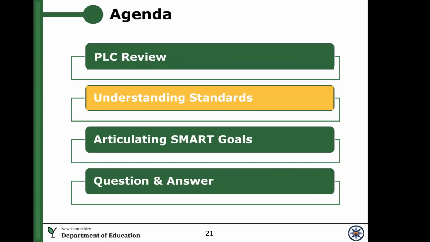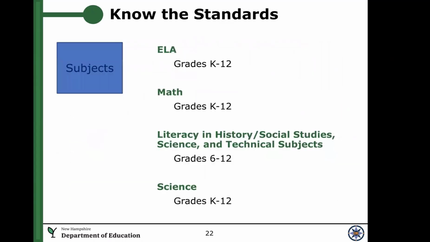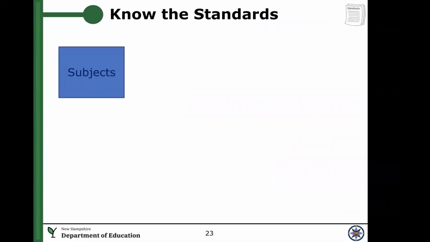All right, so understanding the standards. There's lots of different ways that we can look at our standards. The standards that we're looking at are, we obviously have ELA standards, K to 12 math. And then there are also literacy in history and social studies, science and technical subjects standards for grades 6 through 12, and then your standards for science.